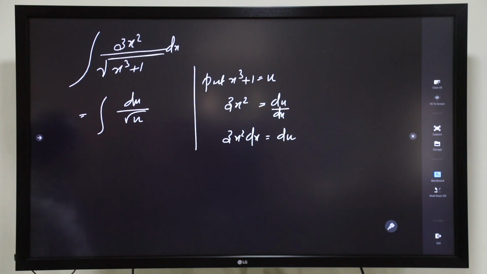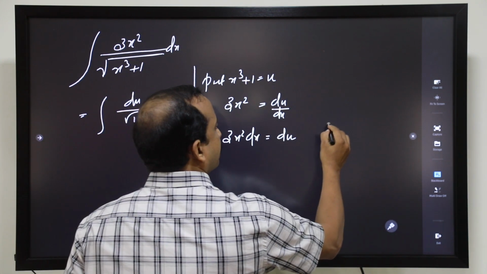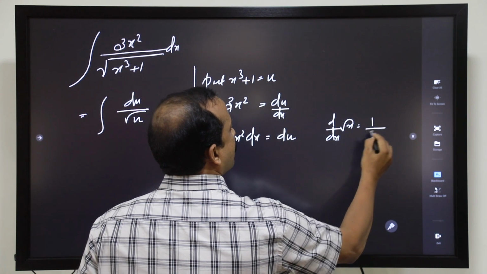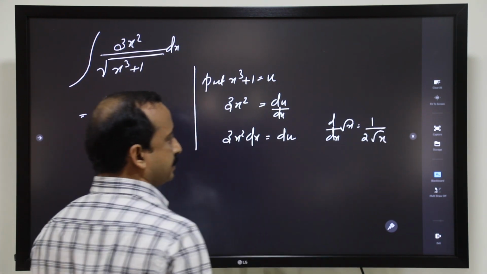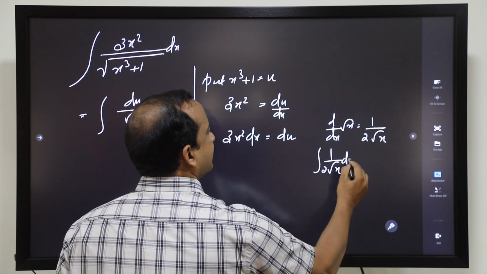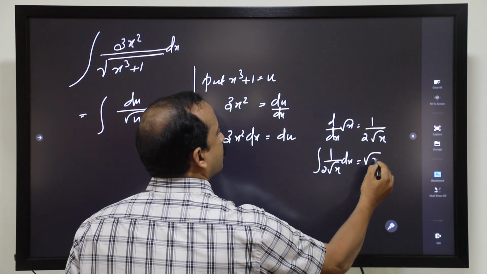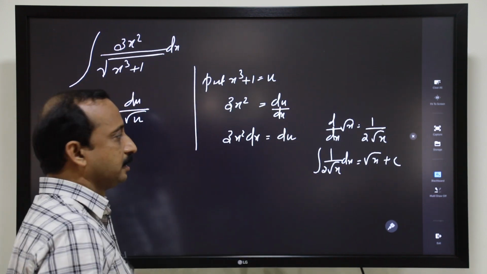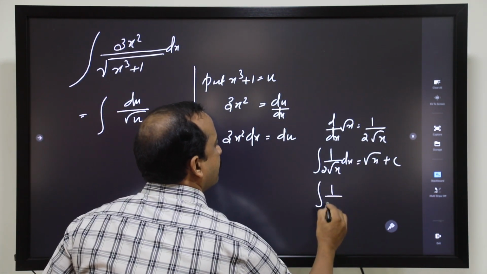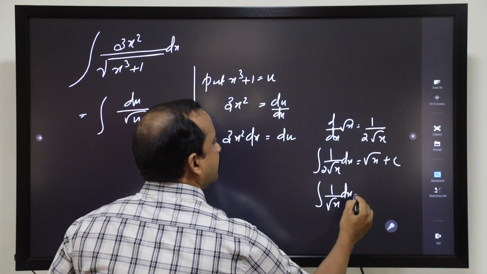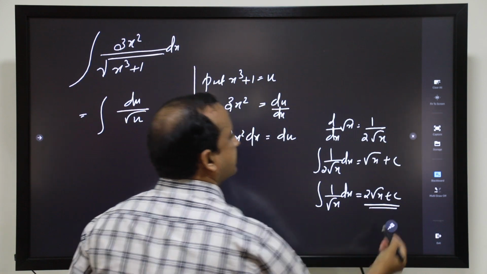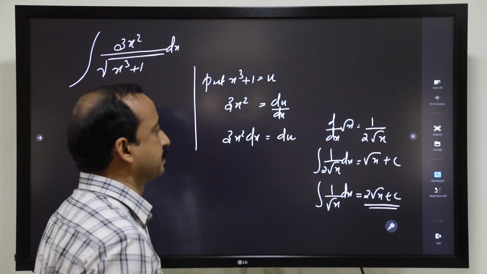What is the integral of 1 by root u? You know the derivative of root x is 1 by 2 root x, and therefore the integral of 1 by 2 root x dx is root x plus c. Here 1 by 2 is a constant. On cross multiplying by 2, the integral of 1 by root x dx is 2 root x plus c.